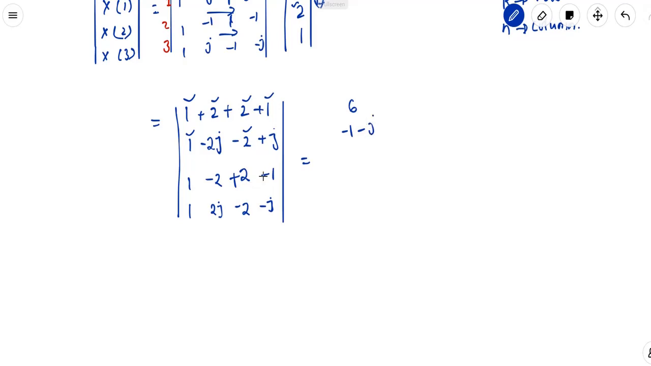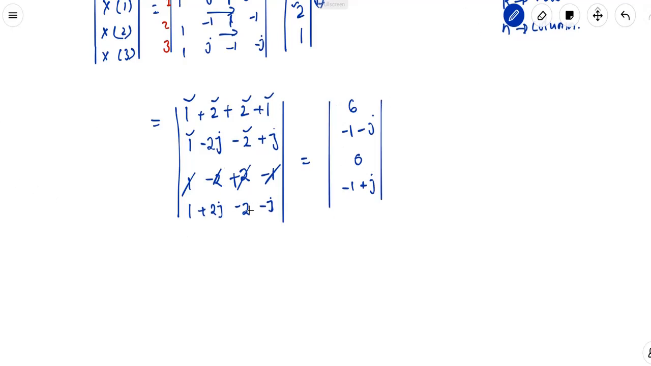So the next value is what? Plus 2 and minus 2 will get cancelled, and plus 1 and minus 1 will get cancelled. So the third value is 0. Here you have minus 2 and plus 1, so this becomes minus 1, and you have plus 2j and minus j, so this becomes plus j. So these are the values here.